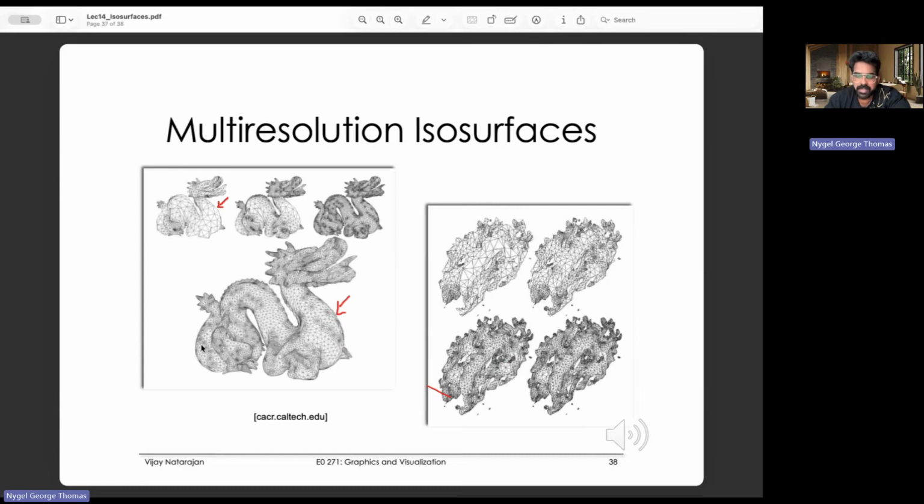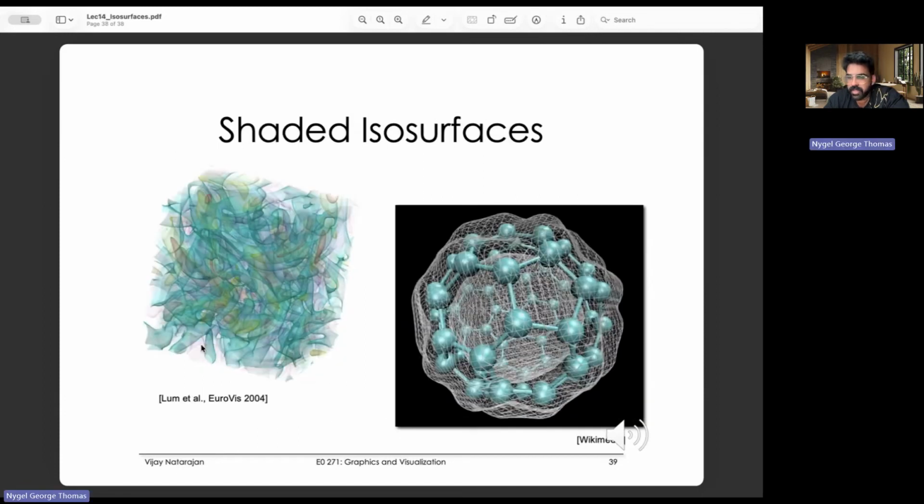Also, we have multi-resolution isosurfaces, which I've discussed earlier, where we can reduce the number of triangles by changing the resolution of the grid which we're using to march through. Also, if you have to obtain multiple isosurfaces from the same data, then we have to use some kind of shaded isosurface, with lighting and transparency, to obtain multiple isosurfaces in the same image. So this concludes the discussion on isosurface extraction and marching cubes.